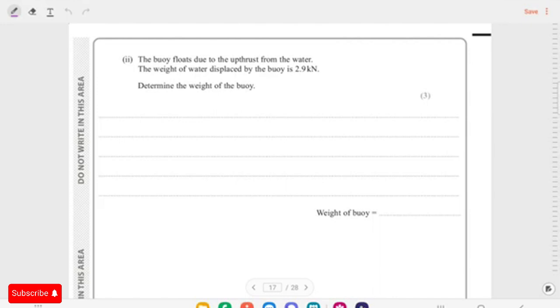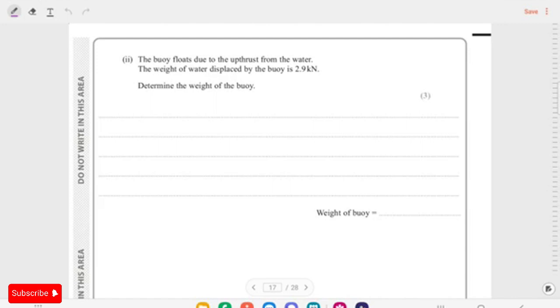Yeah, it says that the buoy floats due to the upthrust from the water, and the weight of the water displaced by the buoy is 2.9 kilonewton. We need to determine the weight of the buoy. Now again, this really doesn't have anything to do with the upthrust, because the upthrust was only the force for which the buoy was about to be at the surface of the water, right?